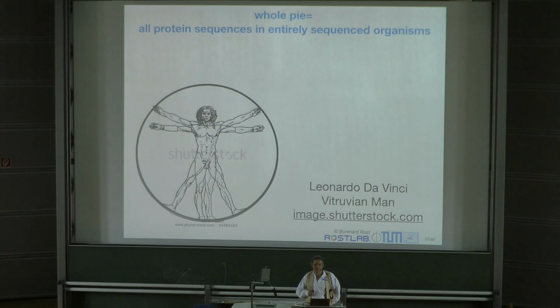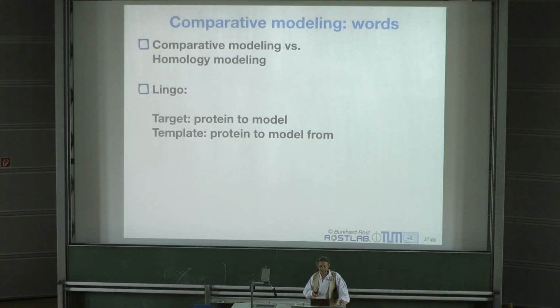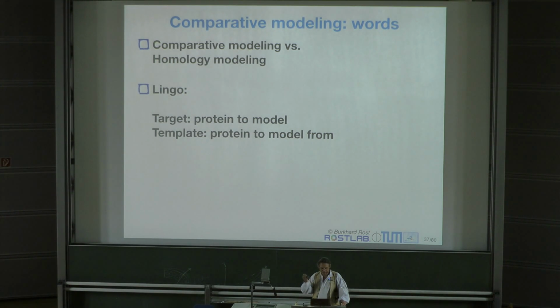The story is slightly different when, rather than taking the entire universe of all sequences, we look at the universe of, for instance, one organism, here man, and then the numbers are a little bit lower. But okay, let's get back to the concepts. The word is comparative modeling; homology modeling is ultimately the same thing. You have one sequence with an experimentally known structure. You have another one where you don't know it, and you find that the two sequences are similar, and you essentially model it. Target is the protein to model, template is the protein from which you model.